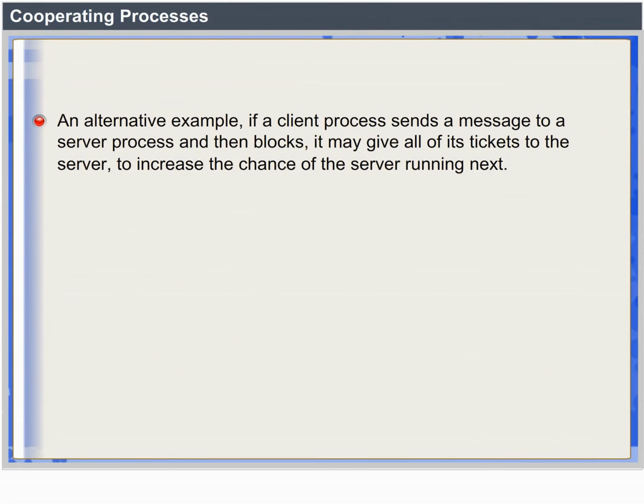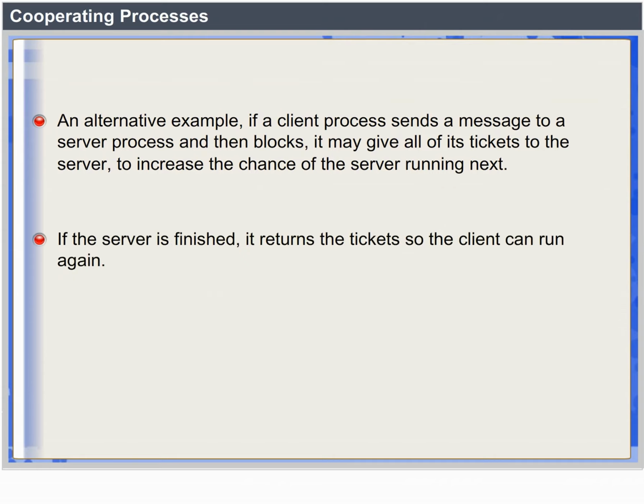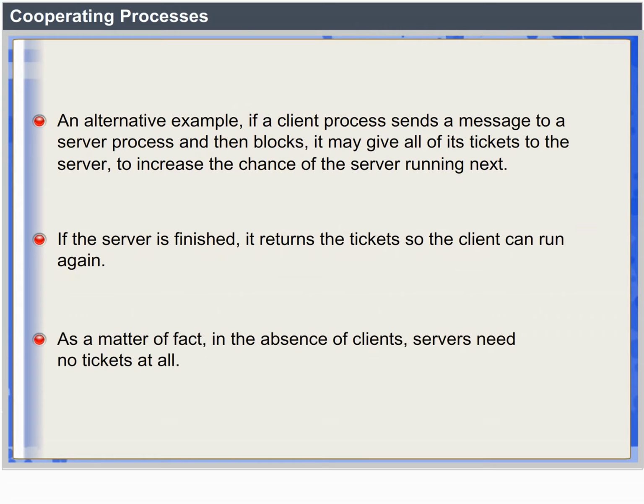An alternative example: when a client process sends a message to a server process and then blocks, it may give all of its tickets to the server to increase the chance of the server running next. When the server is finished, it returns the ticket so that the client can run again. In fact, in the absence of clients, servers need no tickets at all.